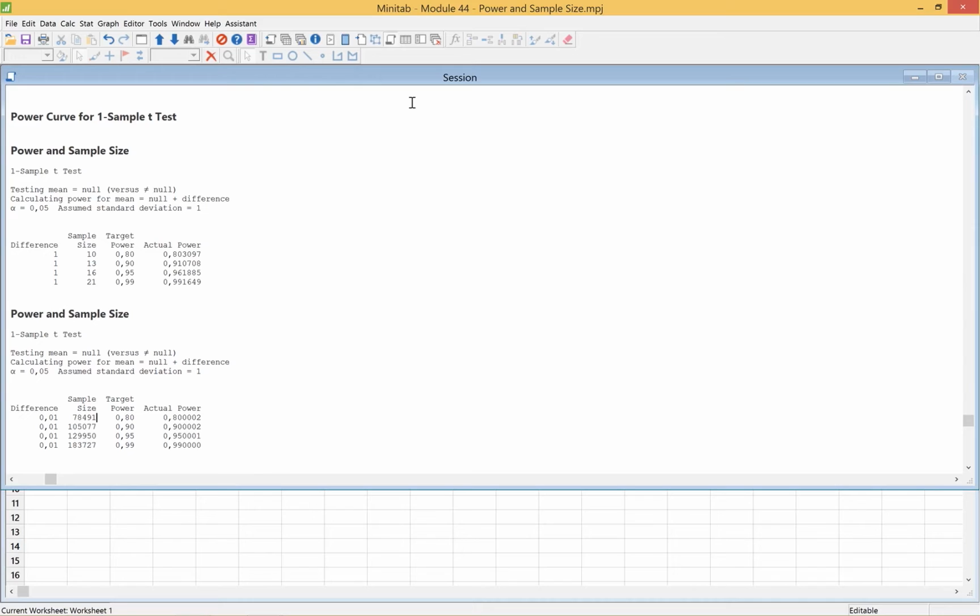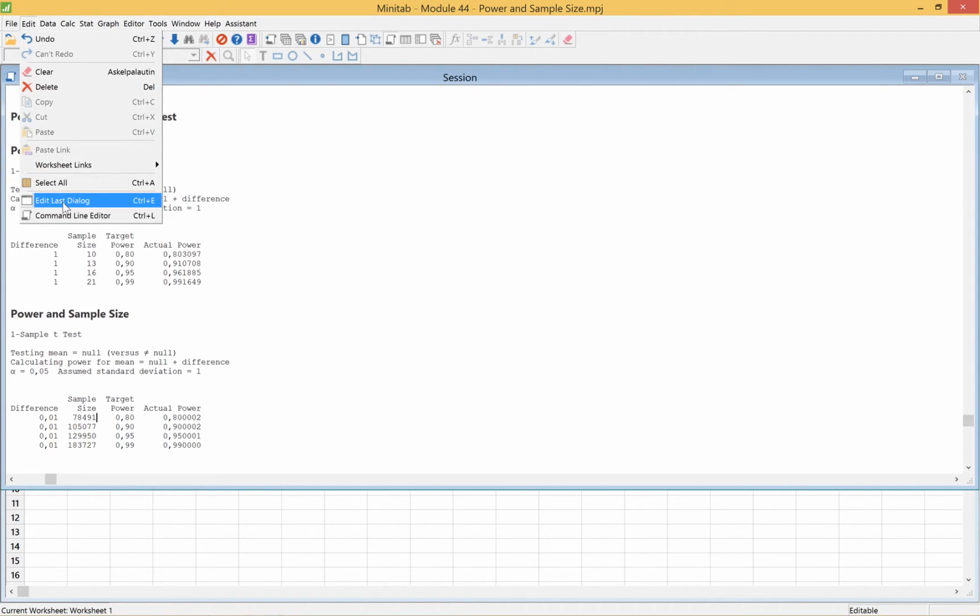So the implication is, when we have lots of data, very, very small differences will appear to be statistically significant. Now, the real fact is they may not be practically significant. This is why we have the warning about p-values and the difference between practical significance and statistical significance. Now, let's see what happens as we change some of these parameters.